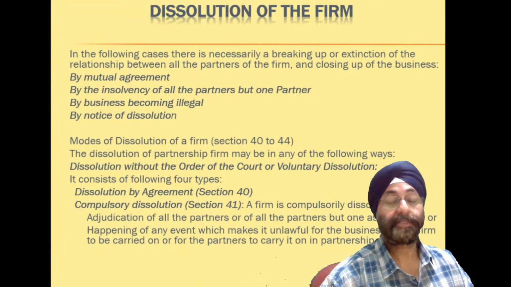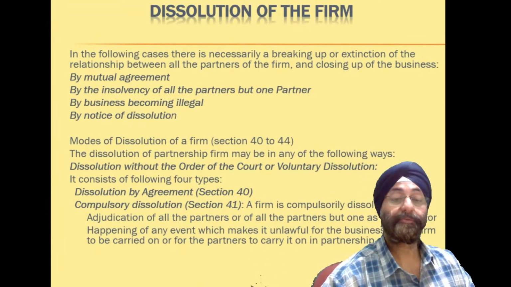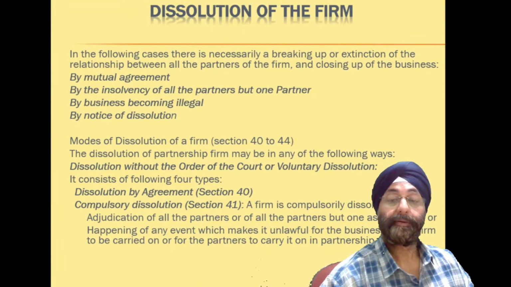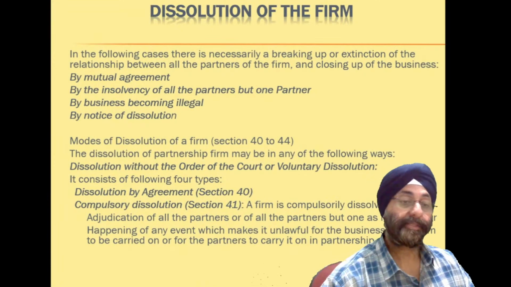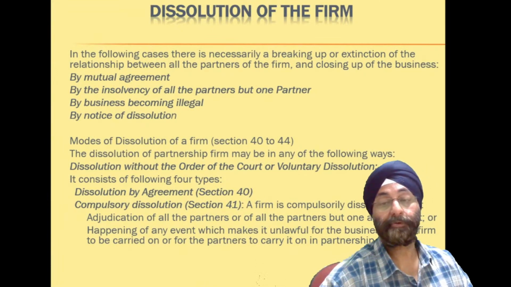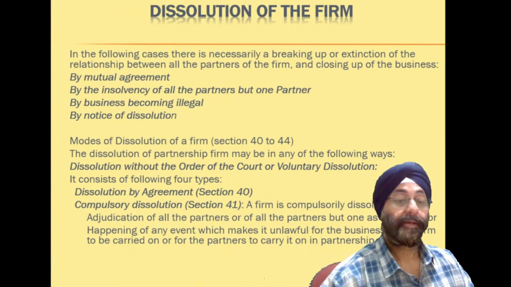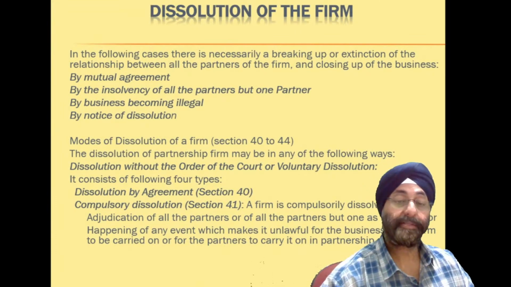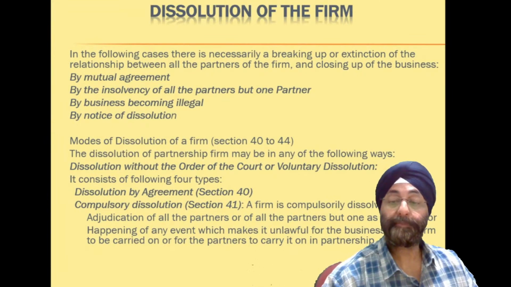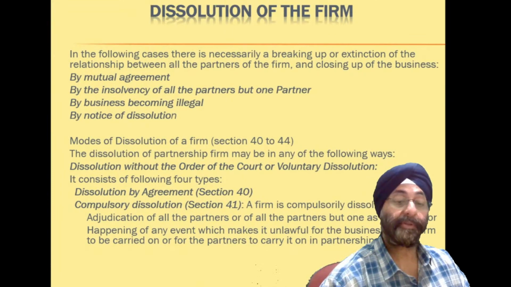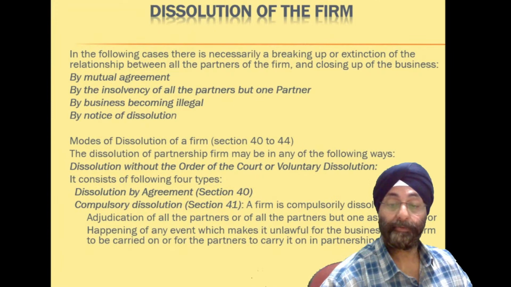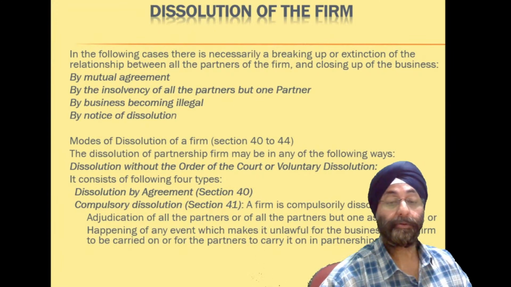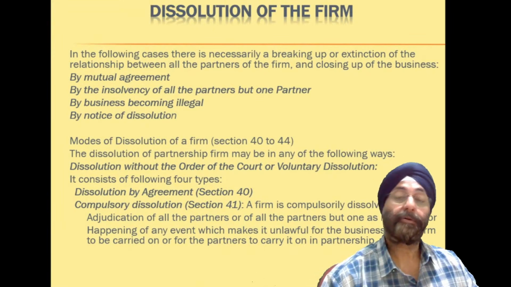Mode of dissolution of the firm, section 40 to 44. The dissolution of a partnership firm may be in any of the following ways. Dissolution without the order of court, or the voluntary dissolution. It consists of following four types: dissolution by agreement, section 40; compulsory dissolution, section 41. A firm is compulsorily dissolved by the adjudication of all the partners, or all the partners but one, as insolvent, or the happening of any event which makes it unlawful for the business of the firm to be carried on, or for the partners to carry it on in partnership.